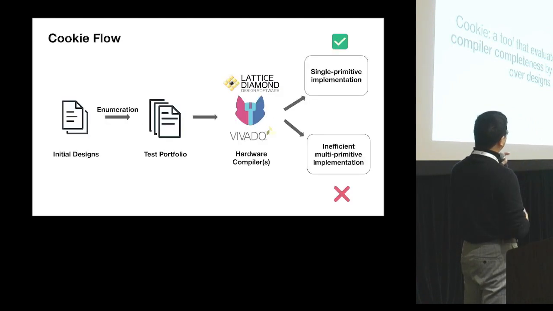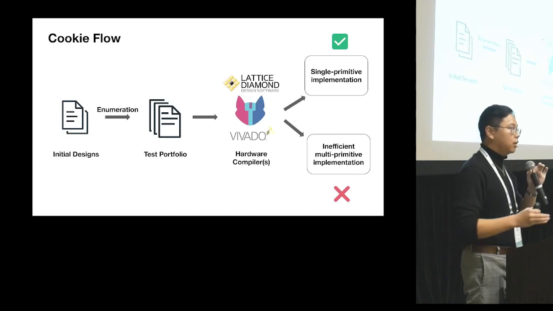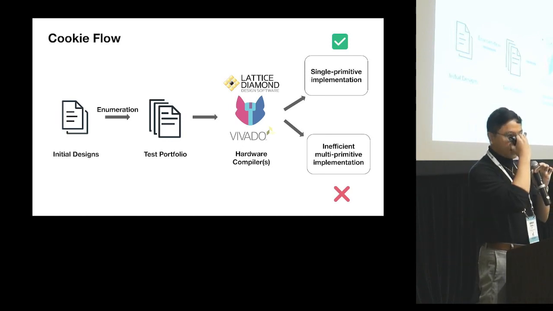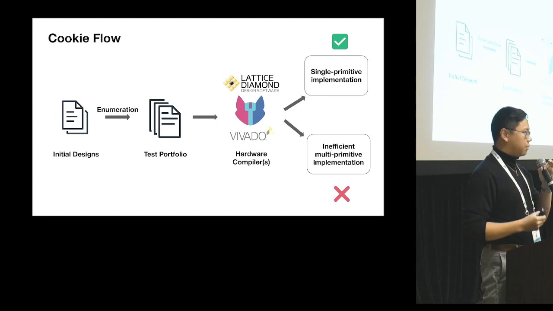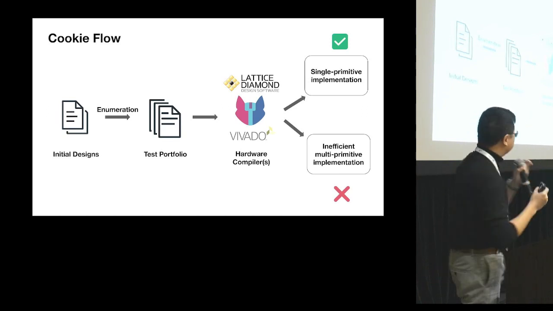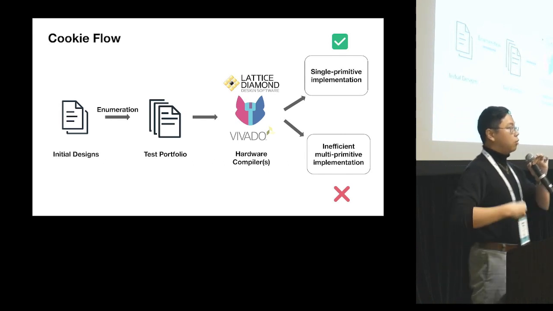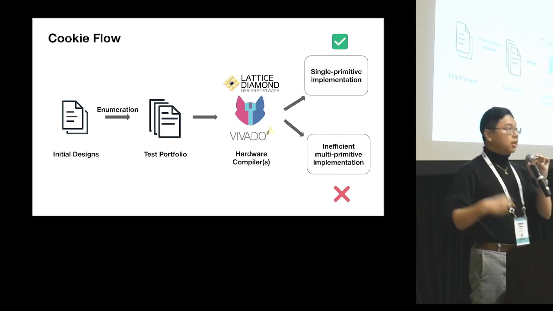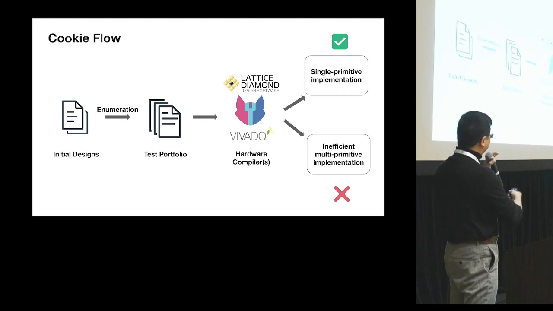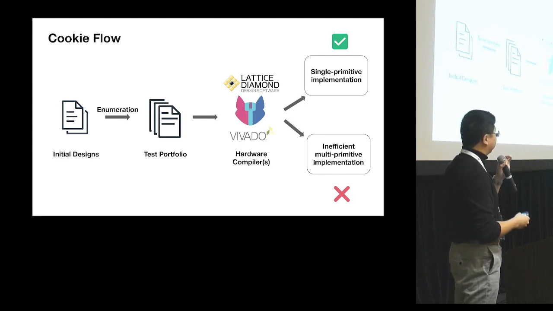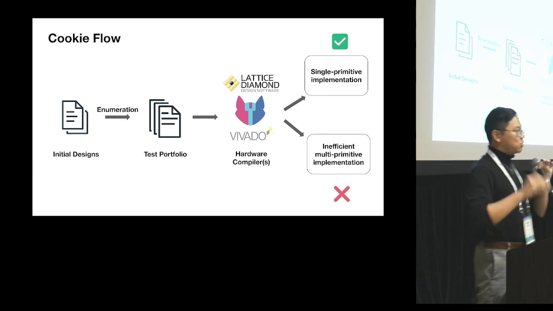Now, the flow for Cookie ends up being relatively straightforward. We start with some suite of initial designs that we know should go onto exactly one specialized primitive. We then tweak each one of those designs on several dimensions, including, say, the signedness of the inputs or the number of pipeline stages. This quickly helps us enumerate and build a test portfolio that we can then plug into several hardware compilers. From there, it ends up being sort of case by case.